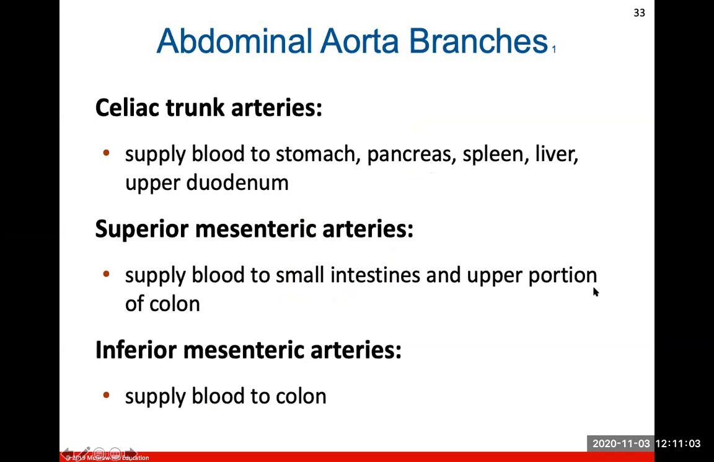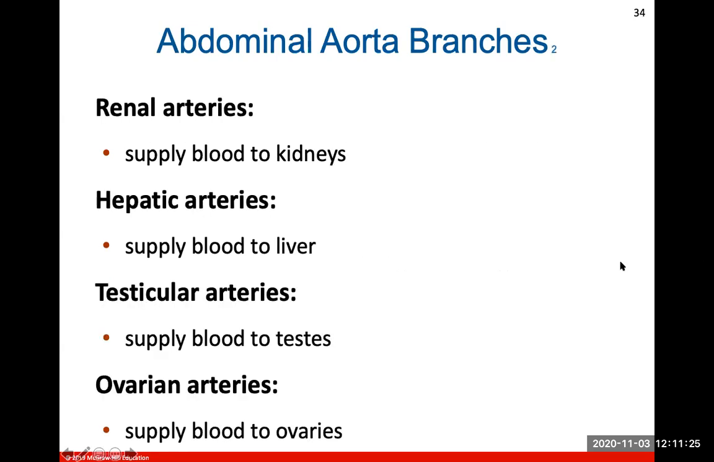The abdominal aorta branches: we have celiac trunk arteries, superior mesenteric arteries, and inferior mesenteric arteries. These are just three branches that come off of the descending aorta in the abdomen, and they each supply a different part of your GI tract, your spleen, your liver, or your colon. So these are just three major branches that come off of the descending aorta in the abdomen.